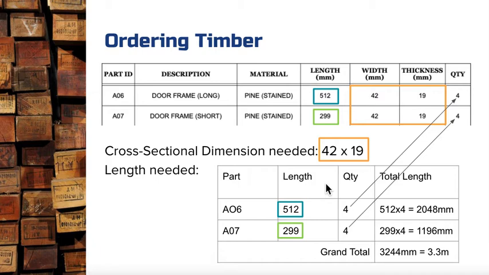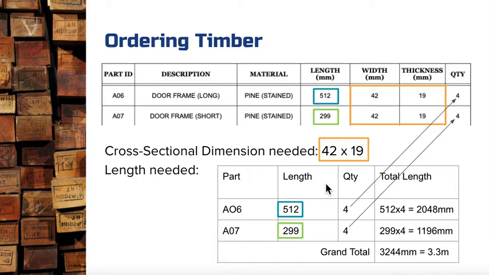So if I'm looking at A06 at the top there, the long door frame, one of those is 512 millimeters long, but I need 4 of them. So to get the total length needed, I do multiplication. 512 length multiplied by quantity of 4 gives me an answer of 2048 millimeters. I do the same for the next item. Then I can add those together to work out my total. In total, I need 3.3 meters of 42 by 19 millimeter timber.